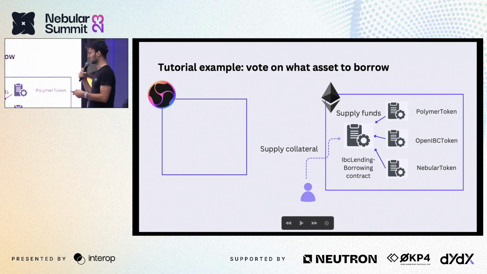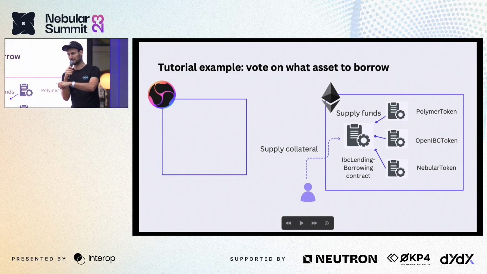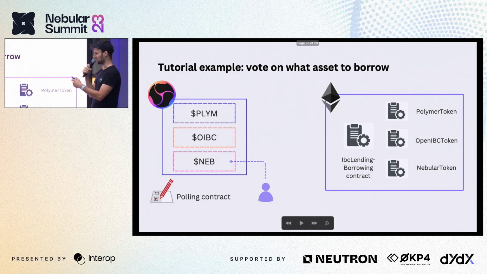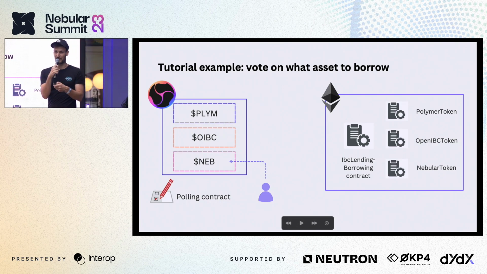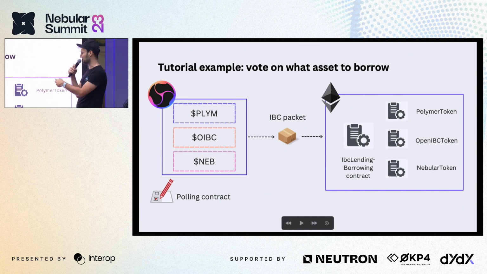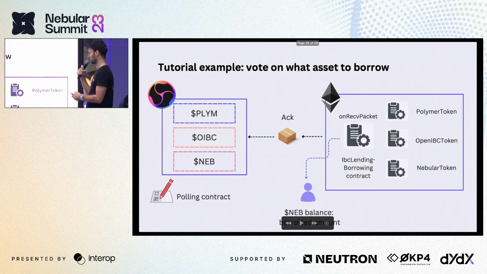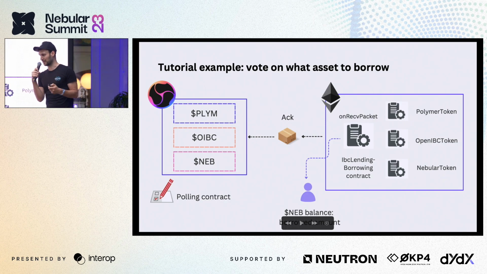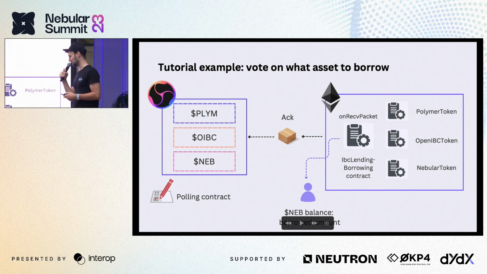And now we want to vote on what asset to borrow. But we don't want to vote on Ethereum. That's very expensive. So what you could do is actually deploy the polling contract, what you're going to borrow, on Cosmos. And you can vote on that, make a decision. And when the vote ends and we have a winner, you just send over the IBC packet to Ethereum, and that will execute the loan. And importantly, you also have an ACK. So if you wanted to do something upon the receipt of the ACK, that is also possible.